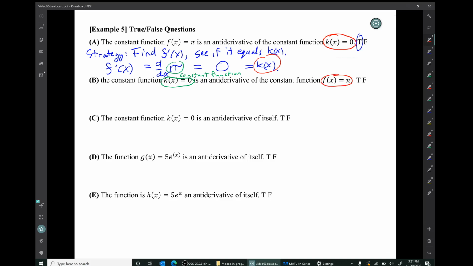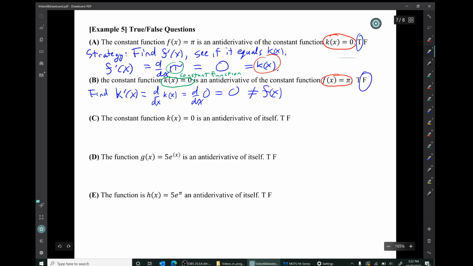Well, let's find k prime and see if it equals little f. When I find k prime, I get the number 0, and that's not what little f of x is. So not an antiderivative. So this sentence is false. If I say that k of x equals 0 is an antiderivative of the constant function f of x equals pi, I've lied. That sentence is not true.